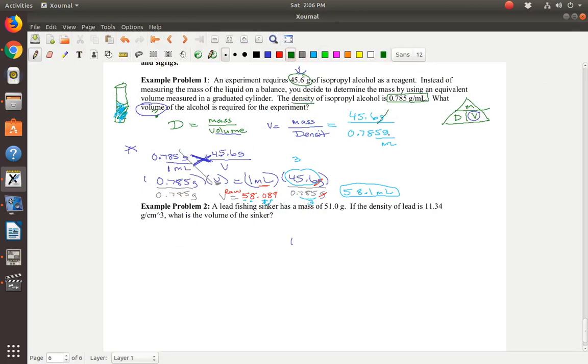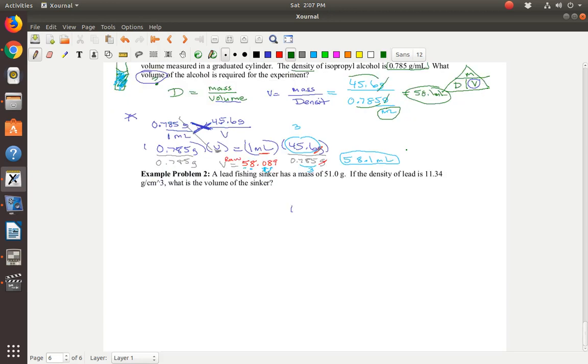So grams cancel, and now I only have milliliters left. This is a complex fraction, but right now you just need to know milliliters are left. When I do this, notice it's the exact same numbers as right here, and it becomes the exact same answer we did before, 58.1 milliliters. You still have to count the 3 sig figs here and the 3 sig figs here and round the 4 sig figs to 3 sig figs. Okay, that's the first problem.